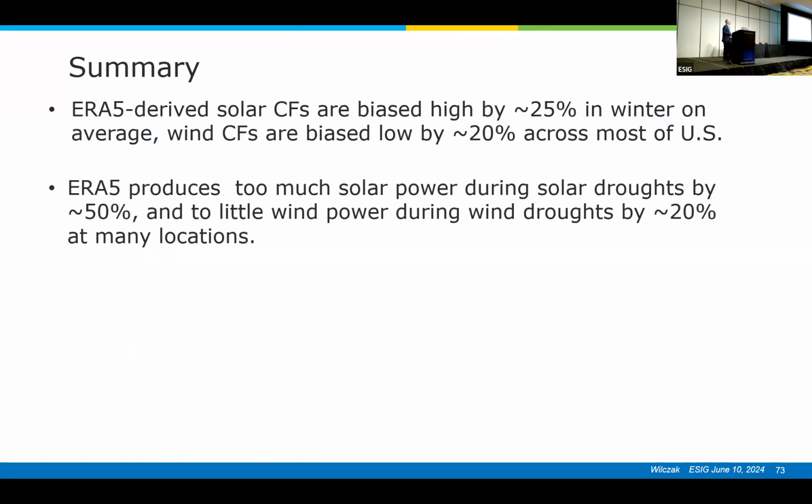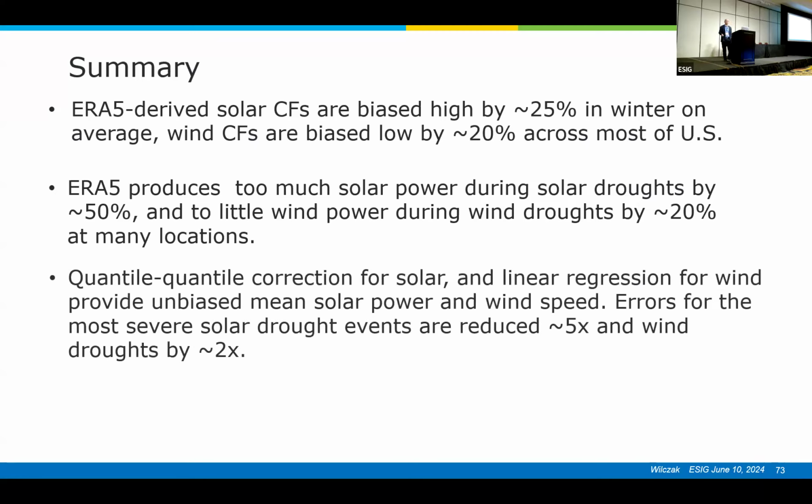We've seen that these intensity duration curves are, I think, a really useful tool for trying to understand these extreme events. And they show us that ERA5 produces too much solar power during solar droughts by up to 50% and too little for wind power. In many locations, the quantile correction for solar and the linear regression for wind provide unbiased estimates for solar power and wind speed, and they do a much better job on the wind and solar drought events.